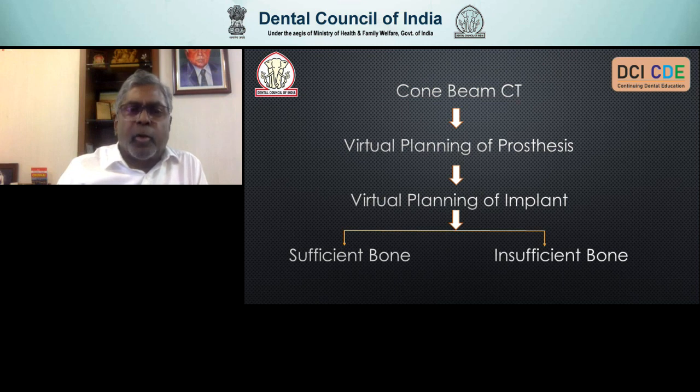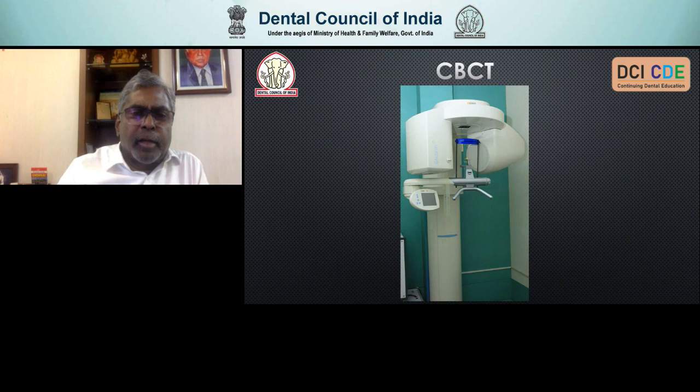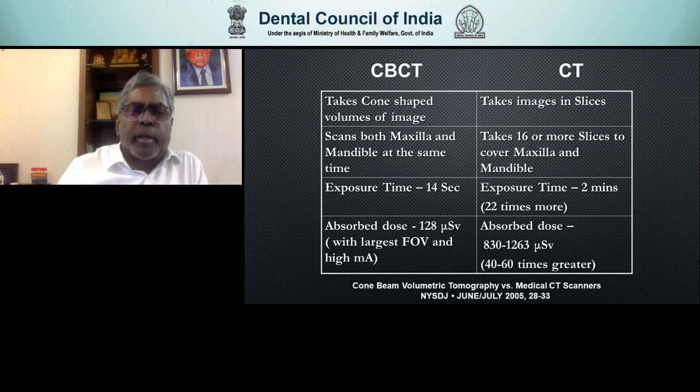So let's start with the cone beam CT. Although a lot of planning can be done with intraoral X-rays and the panoramic X-ray, the standard of care today is a cone beam CT. And what is the advantage of this cone beam CT compared to a conventional medical CT? One important thing is a much lesser exposure time, which means much lesser radiation. You can see that the radiation is 128 microsieverts average compared to almost 4 times in the CT scan.